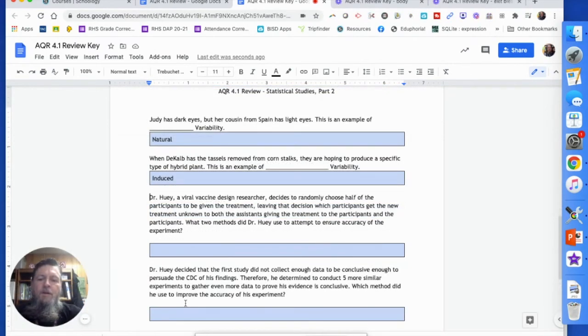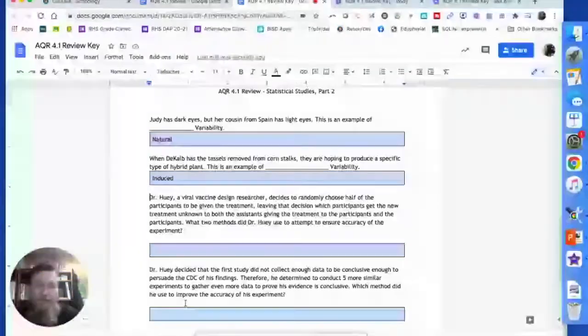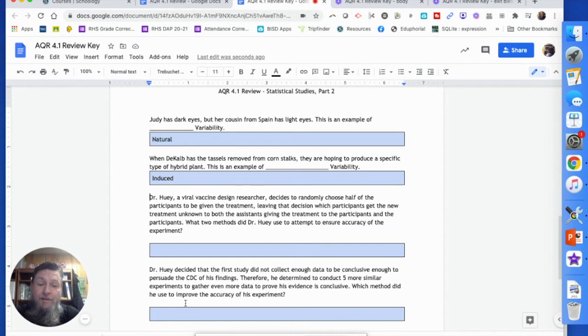All right, for the last two questions, Dr. Huey, a viral vaccine design researcher, decides to randomly choose half of the participants to be given the treatment, leaving the decision of which participants get the new treatment unknown to both the assistants giving the treatment and the participants. What two methods did Dr. Huey use to attempt to ensure accuracy of the experiment? Okay, so let's talk about this for a second. Understand the first thing he did was he randomly chose half of the participants to get a treatment.